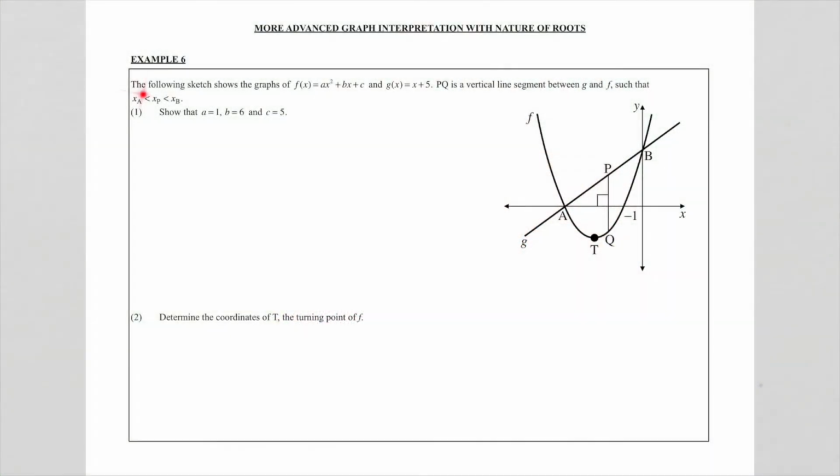In this example, they say that the following sketch shows the graph of this parabola. You can see the equation was not given to us. That is f(x), and g(x) is a straight line graph, and the equation is g(x) = x + 5. PQ is a vertical line. They refer to this PQ, the vertical line.